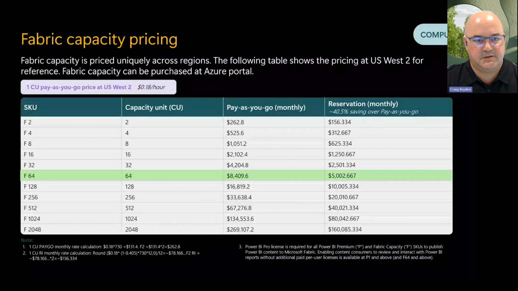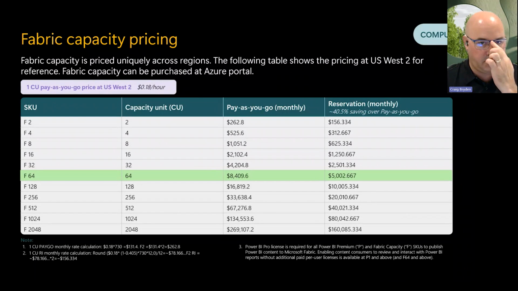Now, what you'll notice is there's two columns here, one for pay-as-you-go, and the other for reservation pricing. Monthly means what you pay per month. But with reservation, you're getting close on a 41% reduction in cost, but you are making an annual commitment to using Fabric. So you're getting the discount for making that commitment. All these prices are obviously in US dollars for simplicity.